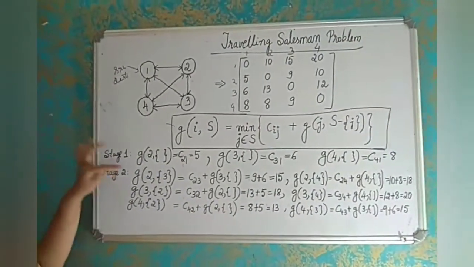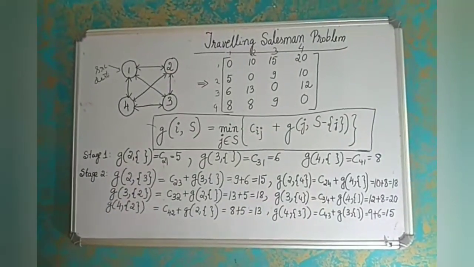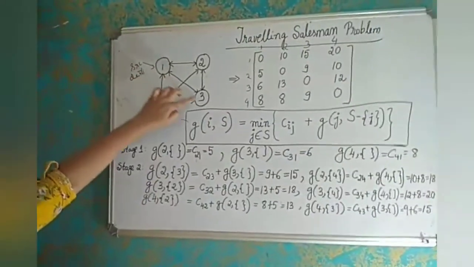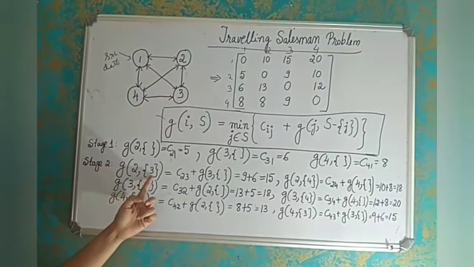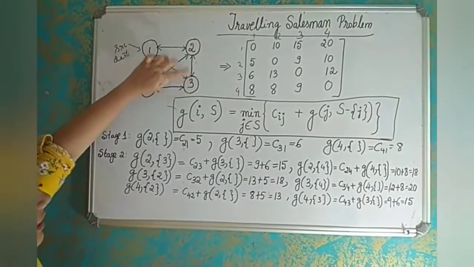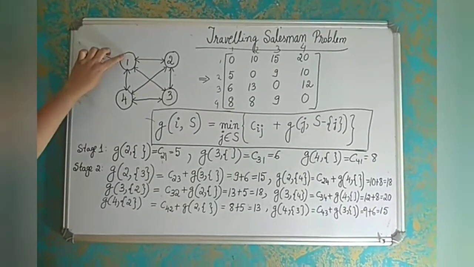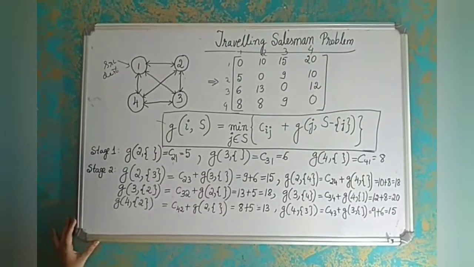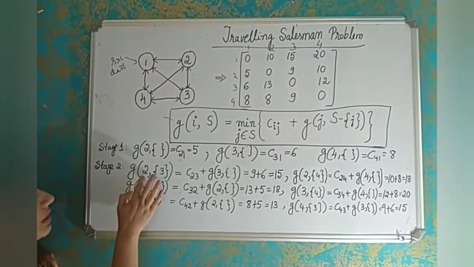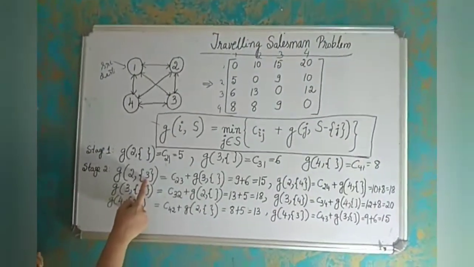So we are considering G of 2 comma 3. What it indicates is the cost of traveling from vertex 2 to vertex 1 after visiting one vertex, after visiting 3. So we are going to find this. It has to visit 3 and then it has to go back to 1, anyway starting also from 1. So what is the total cost of this path? That is G of 2 comma 3. So 2 is the source, from vertex 2 to the destination 1 after visiting vertex 3.